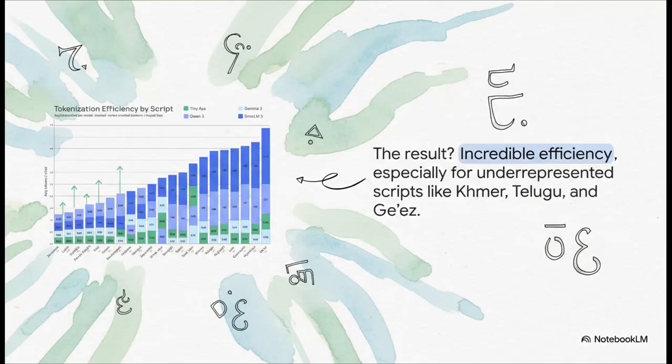And you can see the result right here. I mean, look at those green bars for Tiny Aya. In this chart, lower is better. It means the model needs fewer pieces or tokens to understand a character. For scripts that are often underrepresented, like Cohere or Gez, the difference is just staggering. The model is just built from the ground up to be more efficient at understanding these languages.